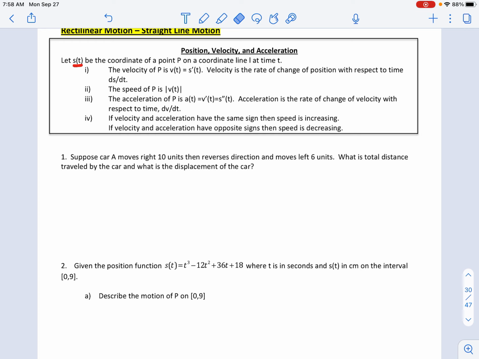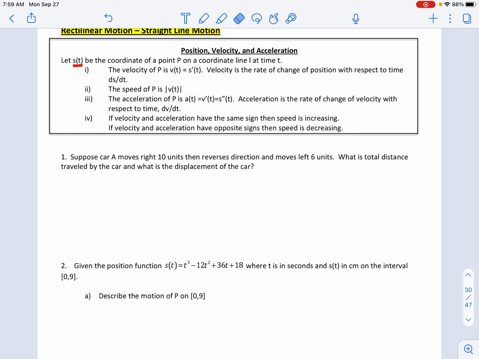Now, when we talk about speed, speed is non-directional. So that means if a car is moving forward, we say the velocity is 55 miles per hour. Speed would also be 55 miles per hour. But if a car is moving backwards, we would say the velocity is negative 55 miles per hour, but the speed would still be 55. So speed is just the absolute value of the velocity.